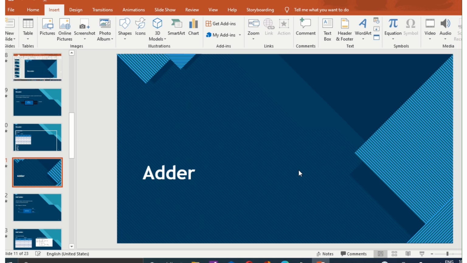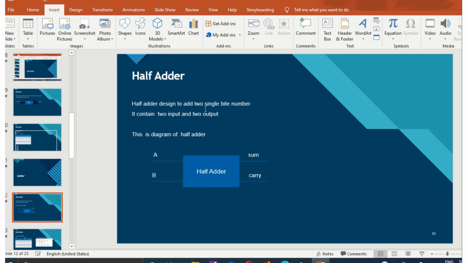Now we will discuss adders. First we see the half adder. Before that, we see what an adder is. An adder is an arithmetic combinational circuit. Now we are seeing the half adder. A half adder is designed to add two single bit numbers.